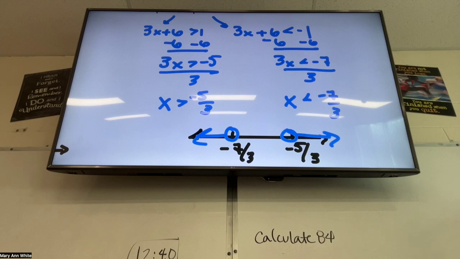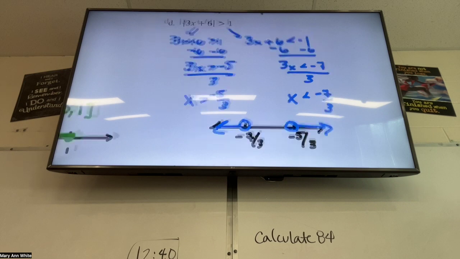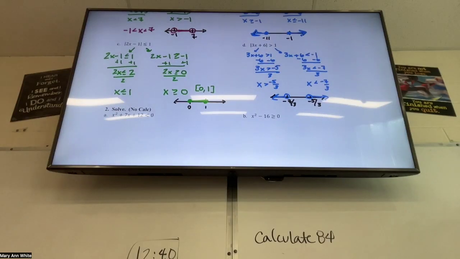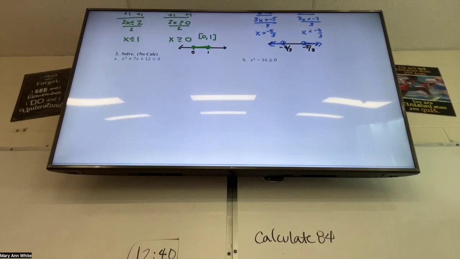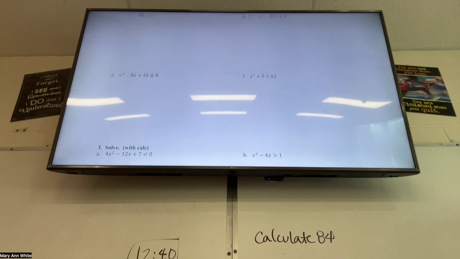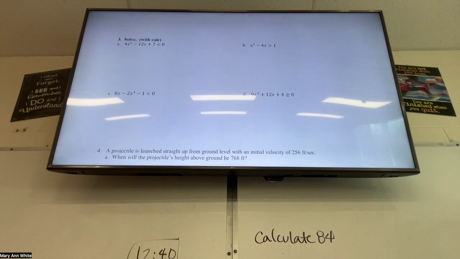Okay, perfect. The next part of our notes is now doing interval notation, but it's not just a little linear equation like this. It's going to be a quadratic or a polynomial of some kind, okay? I think the easiest way is to start by looking at it on the calculator, okay? So we're going to skip number 2 for right this second. We're going to come back to it. We're going to jump down to number 3.